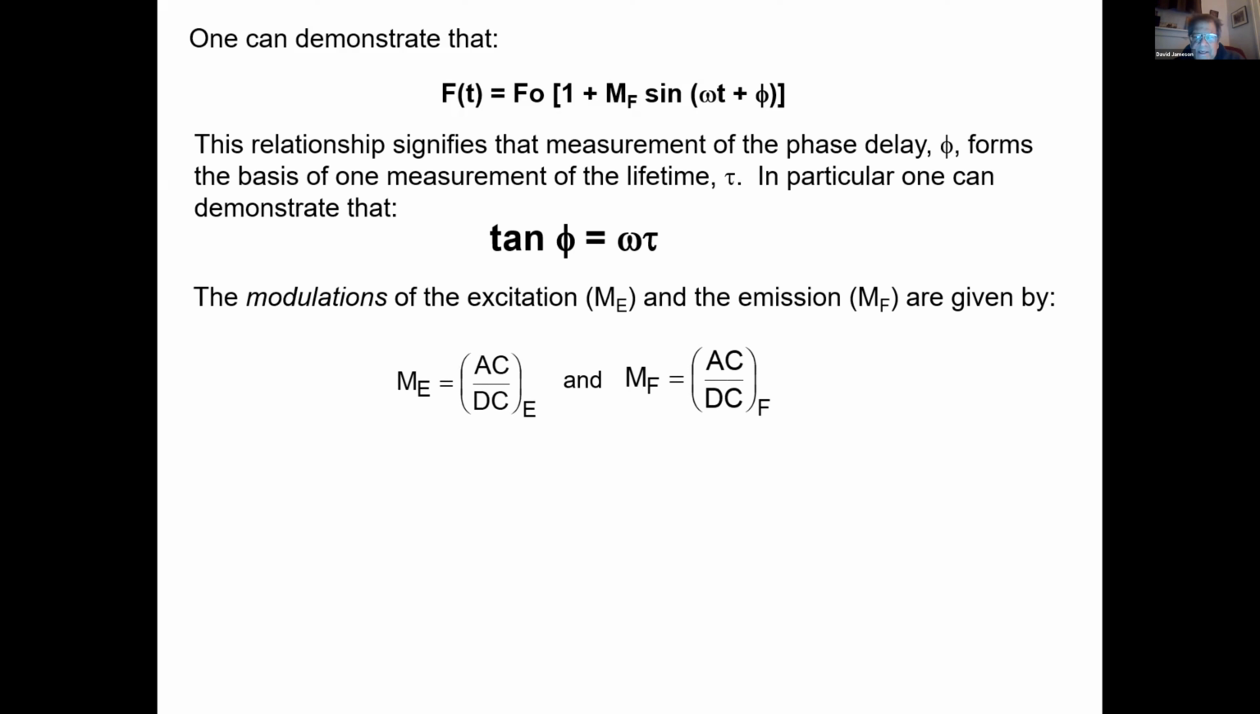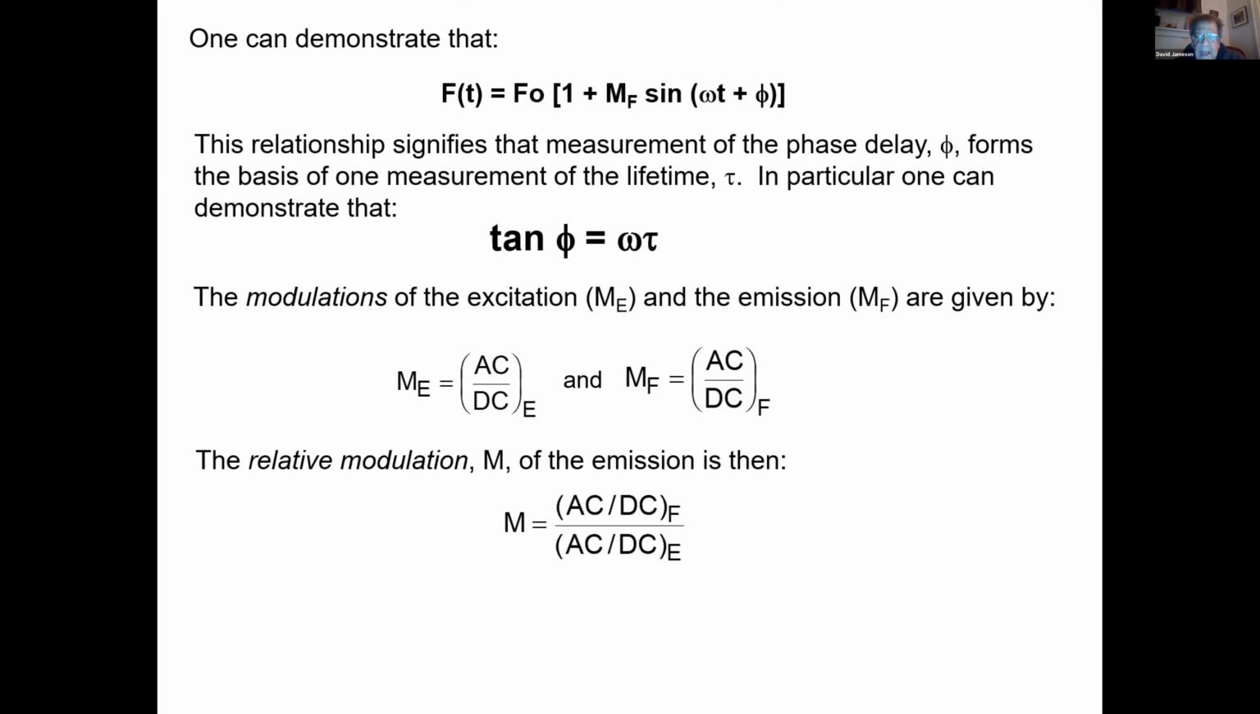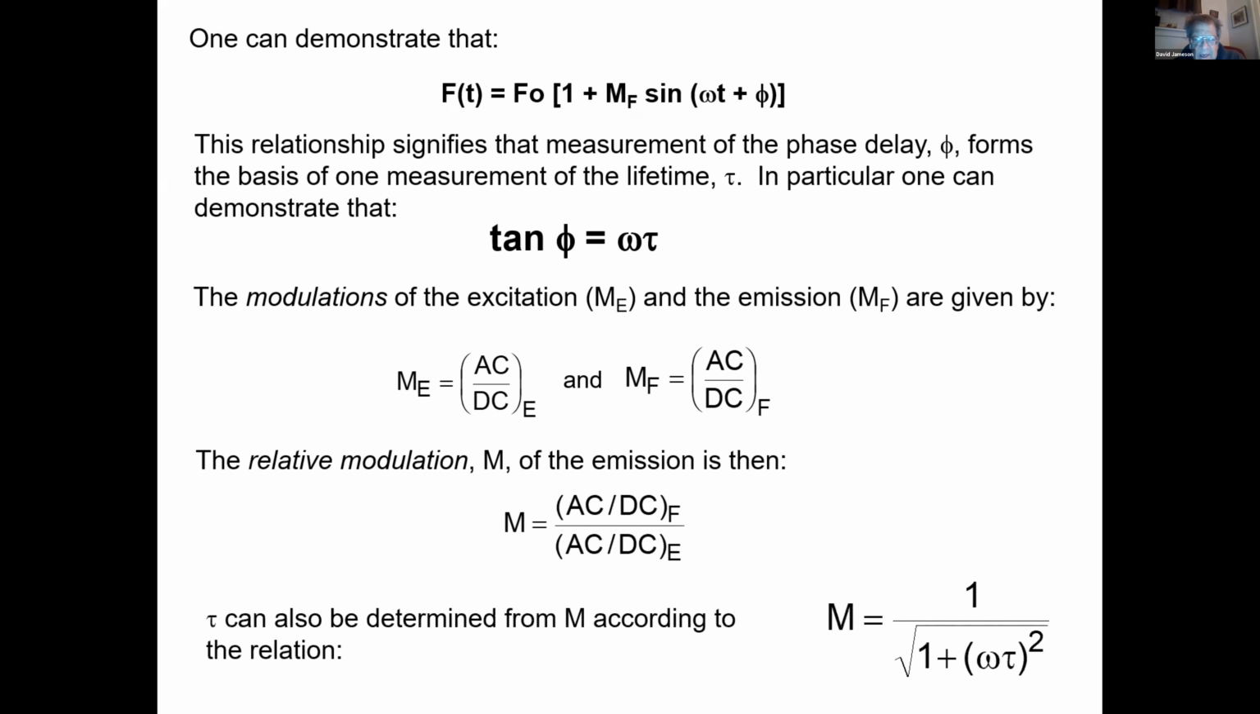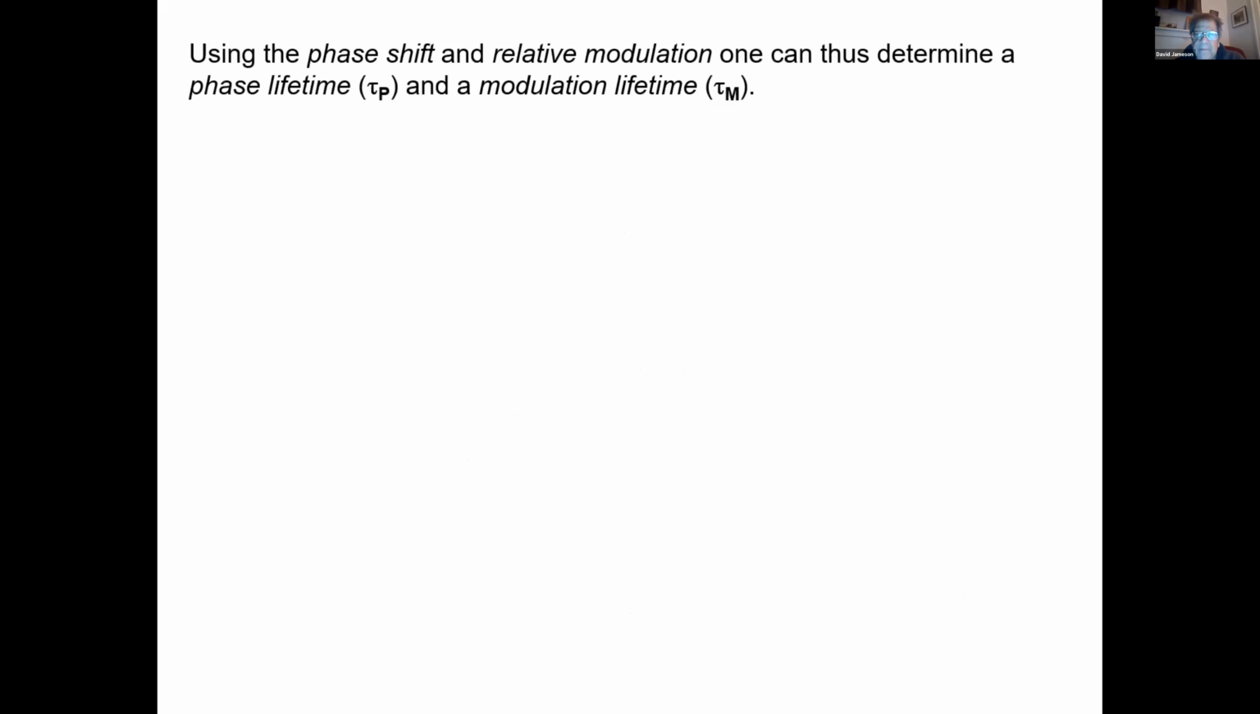Well, you have an AC-DC ratio for the excitation and one for the emission. And you can talk about a relative modulation then of those two modulations, for the emission and the excitation. And in fact, then you can determine tau from the modulation, from this equation, 1 over the square root of 1 plus omega tau squared. And that is the modulation lifetime, which can be different from the phase lifetime.